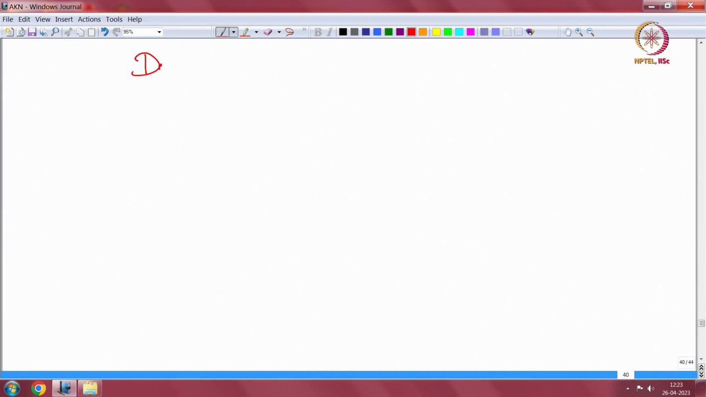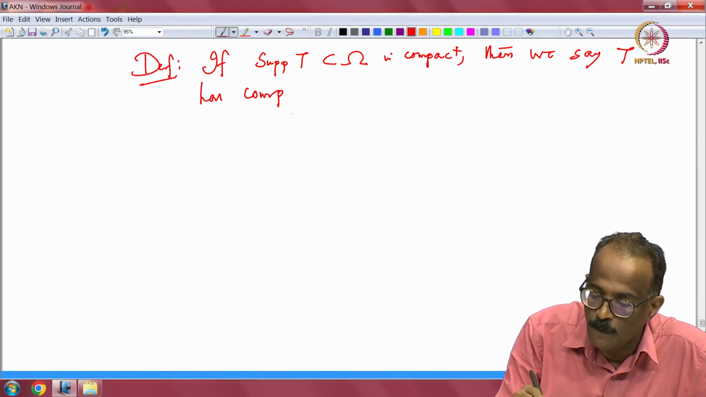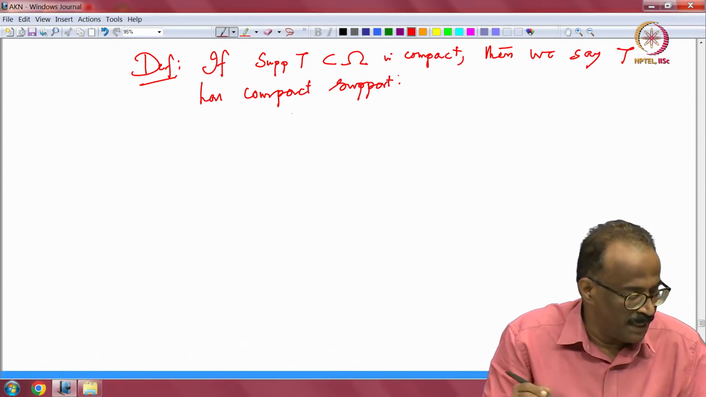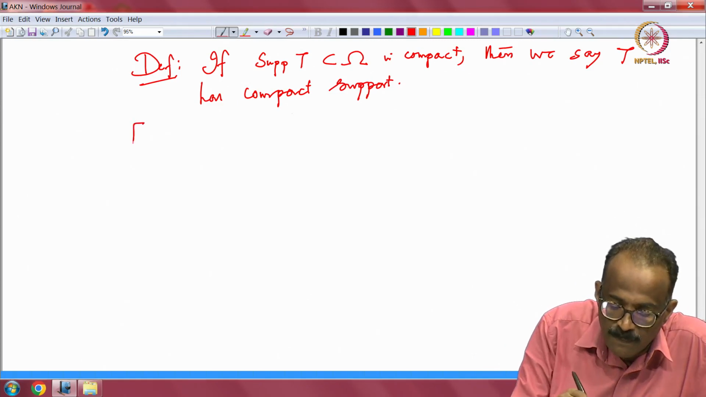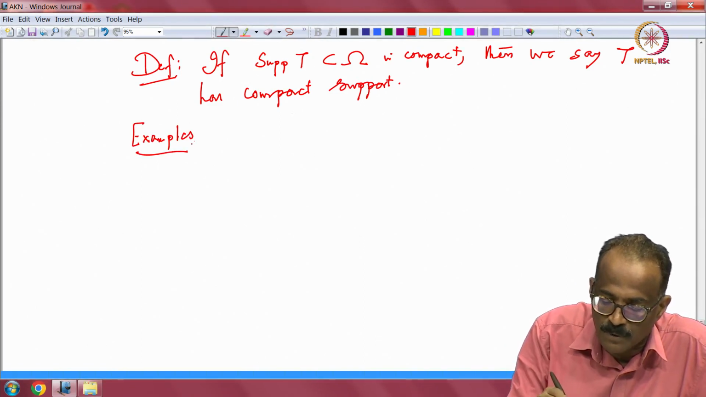Another definition immediately: if the support of T is compact, then we say T has compact support. Okay. So, immediately you need examples, right? That is how you work. You look for all examples, whatever distributions I know.